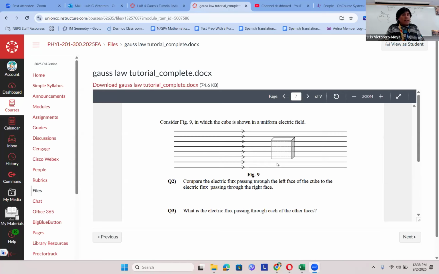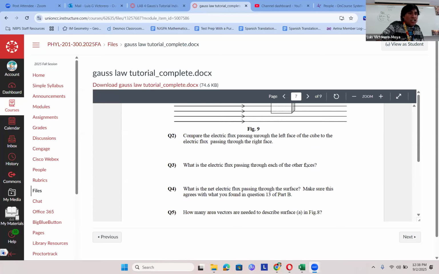And what happens if it's entering? If it's entering, that means that section of the cube is negatively charged. So then you can realize what type of flux you're going to have, right? If the charge is negative, think about this equation, because this is flux. If the charge is negative, the electric flux is negative. Okay? That's the definition.